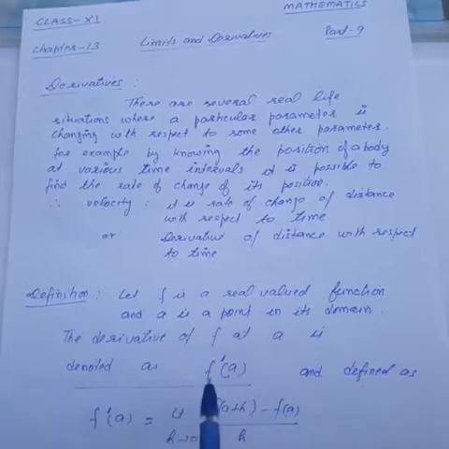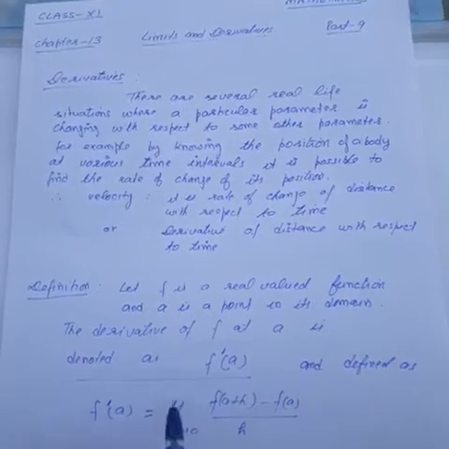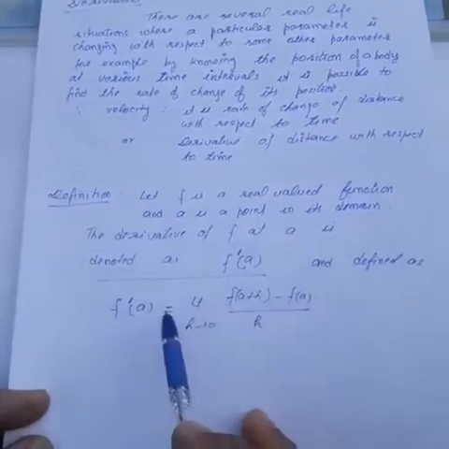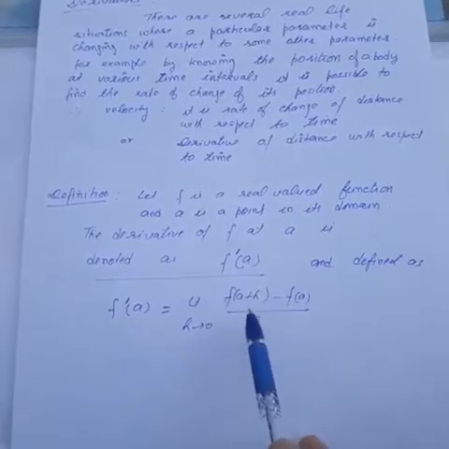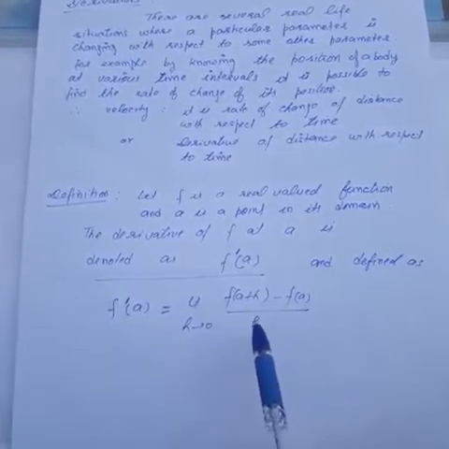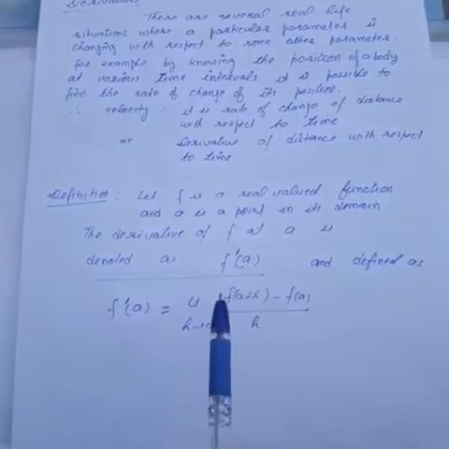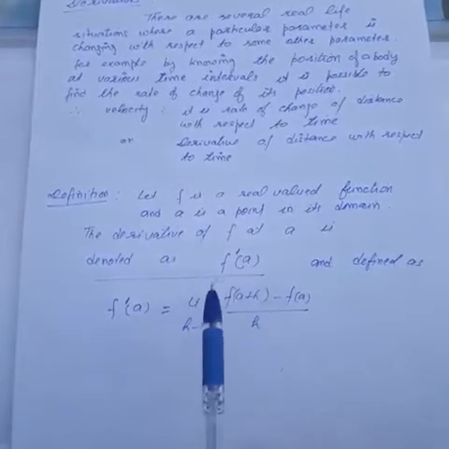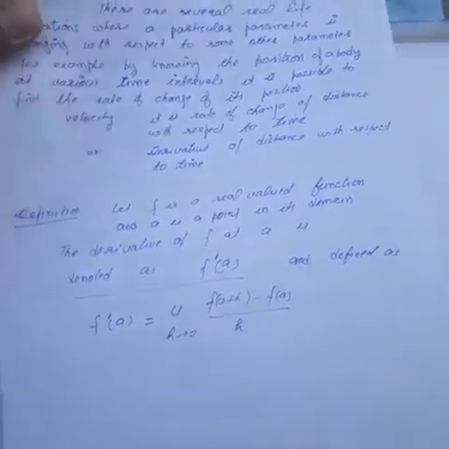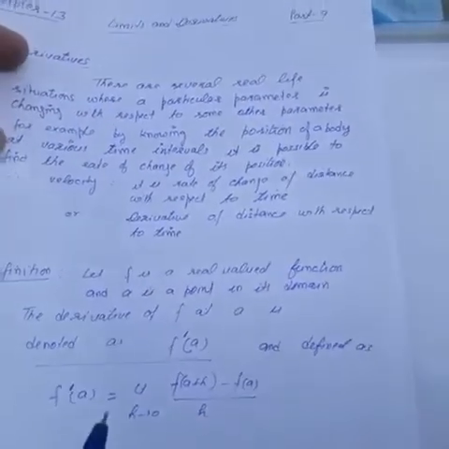Derivative at a is represented by f dash a, and it is defined as f dash a equals limit h tends to 0 of f of a plus h minus f of a, upon h. This is the definition of the derivative of function f of x at any particular point a. So we will evaluate the limit of this function and we will get the derivative at a point.